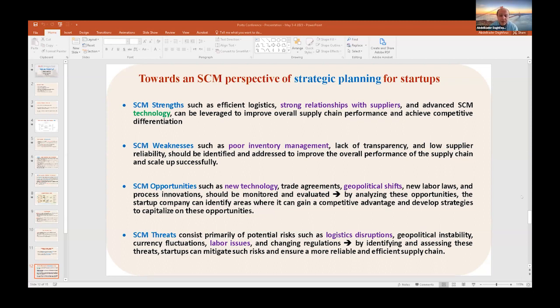They should identify supply chain opportunities like new technology, maybe some geopolitical shifts or new labor laws that could be the start of new opportunities. And also they have to mitigate their risks. So supply chain threats are basically potential risks that have to be identified, evaluated, mitigated, and monitored. Things like logistic disruptions, geopolitical instability, currency fluctuations, labor issues, and even changes in regulations, which could sometimes be a source of risk and threat.